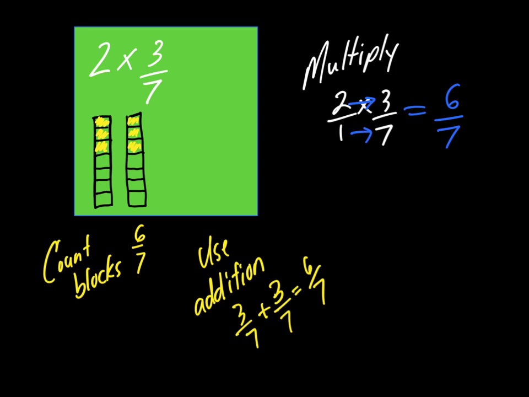So to recap how to multiply a whole number times a fraction, you can use the picture if that's an option, or you need to make sure that you multiply straight across, and it's always a good idea to put a 1 under your whole number. That way you have numerators and denominators for both numbers. I hope this helps.